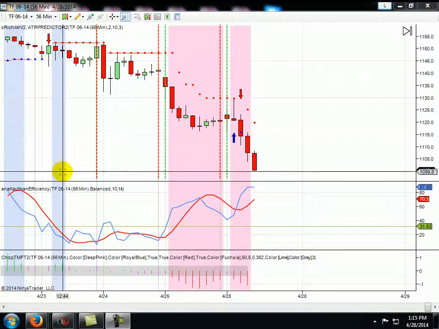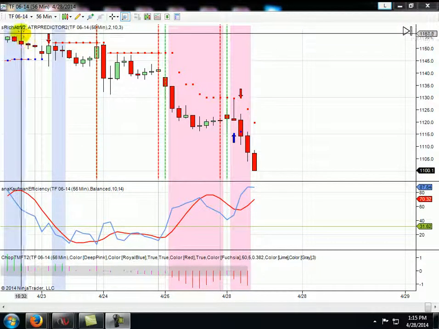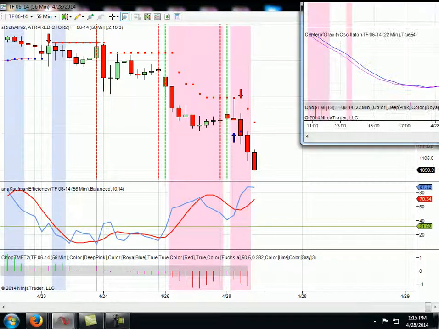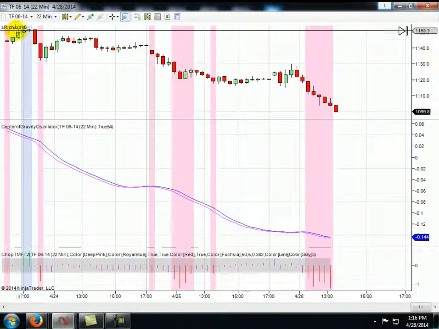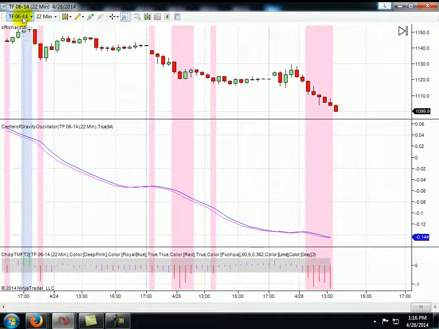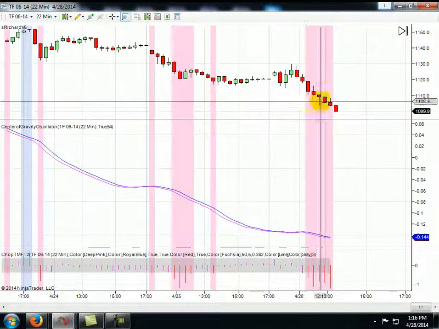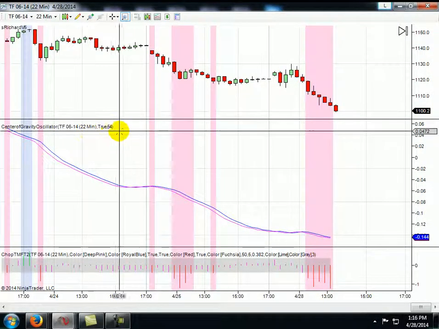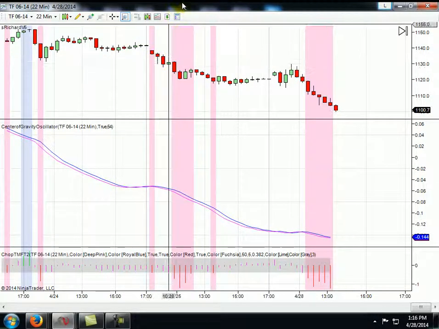So with that in mind, on one chart I have the ATR version 2 614 56 minute, and on a second chart I have version 5 TF 614 22 minute. On this one, I just have the price action and the CGO set at 22 minute. The CGO cycles 54. Again, this was a number we were using a week or two ago. And then the chop meter.